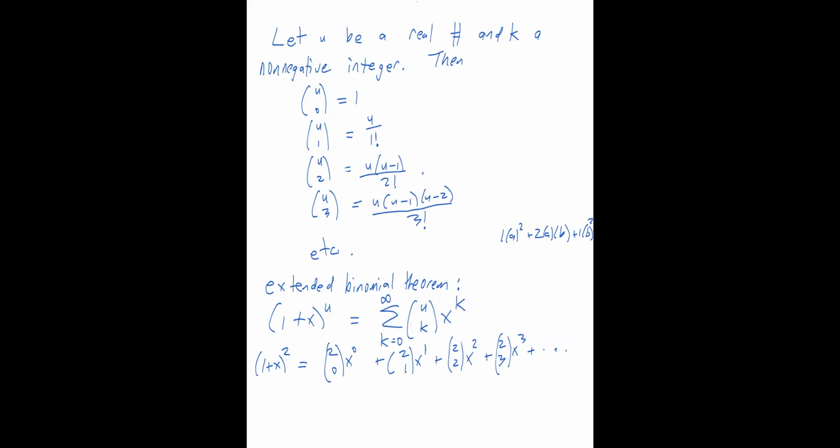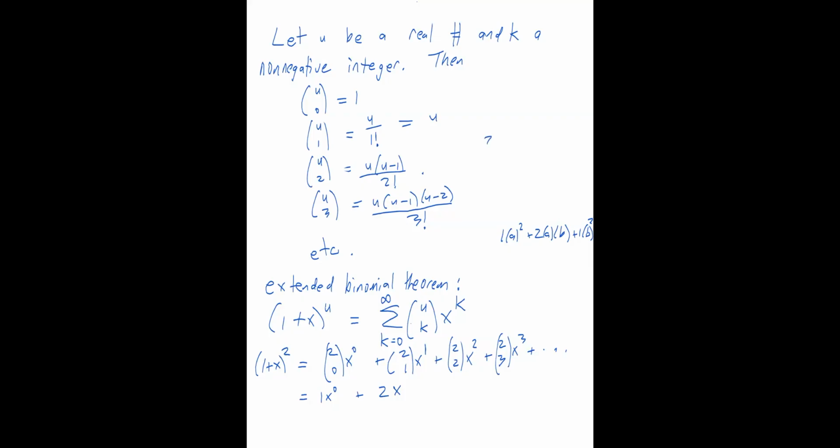So according to the definition of u choose 0, what is u choose 0 always? At the top of the page. What is u choose 0? 1. So that'd be 1 times x to the 0th. And what is u choose 1 according to the top of the page? u choose 1 is u divided by 1 factorial, which is just u. So 2 choose 1 is just 2, and then x. And then what is 2 choose 2 according to the top of the page?